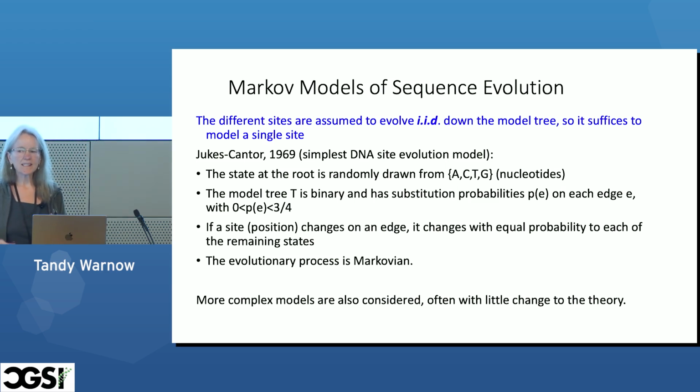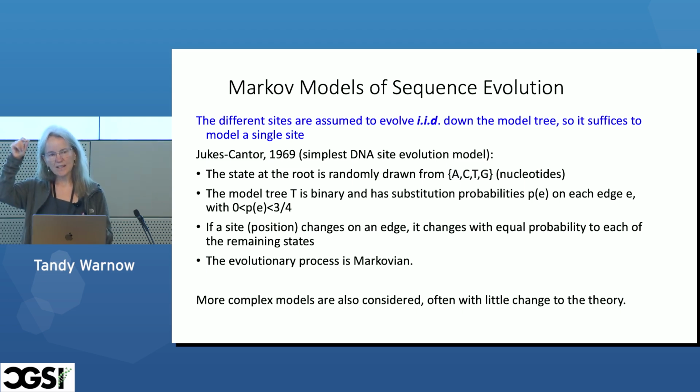To make this a statistical problem and to be able to look at its properties, you have to have a formal model of sequence evolution. And so there are lots of them. This is the simplest one. It's called Jukes-Cantor. And what you have is each of the positions in the sequence evolve independently of each other and under the same process. And every edge has a substitution probability. And if you change on the edge, you change to one of the other nucleotides with equal probability.